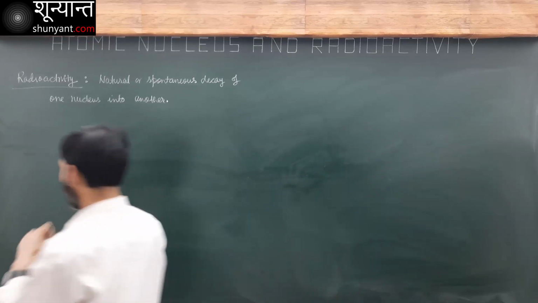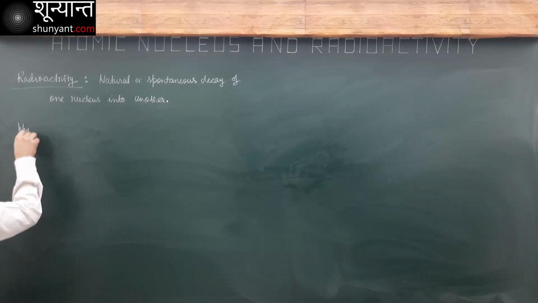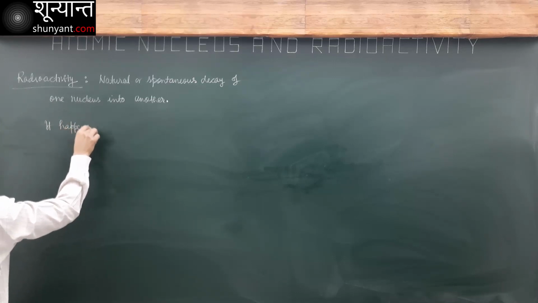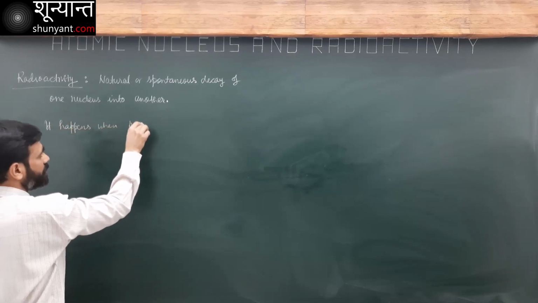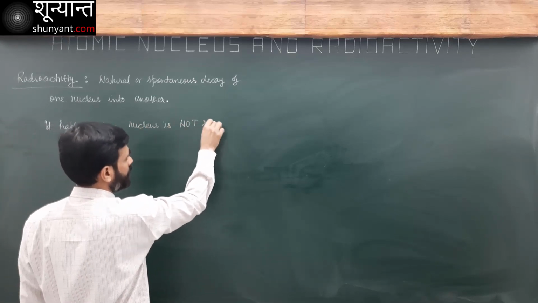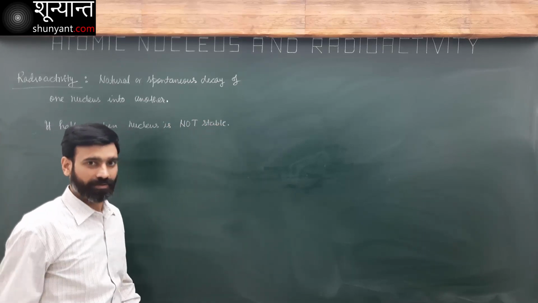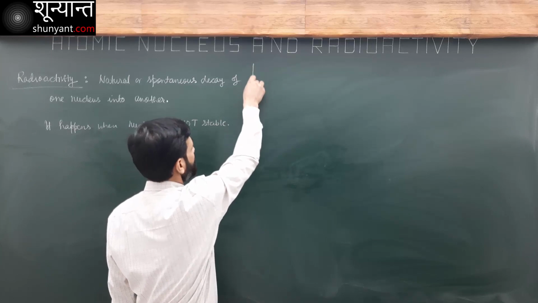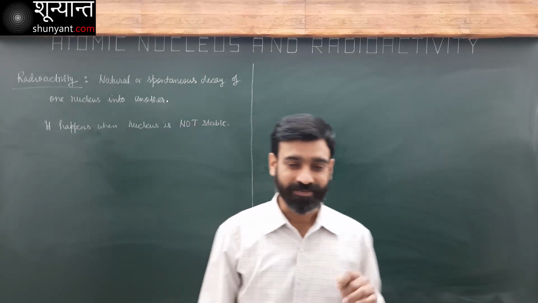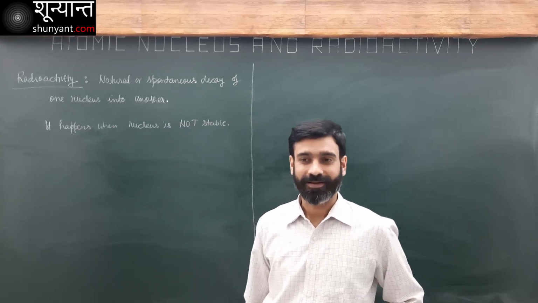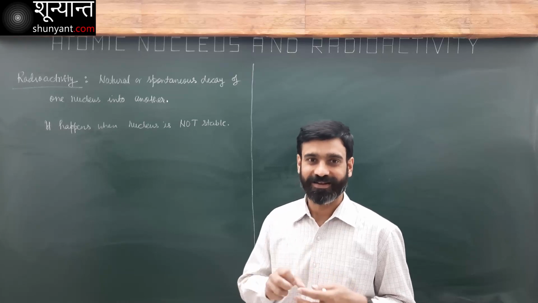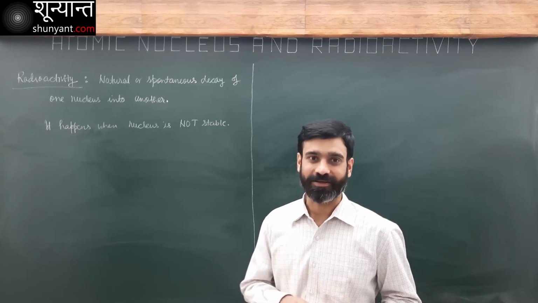Now, why does it happen? It happens when the nucleus is not stable. Why would a nucleus not be stable? There are inherent reasons. The structure of the nucleus itself is the reason behind its instability.